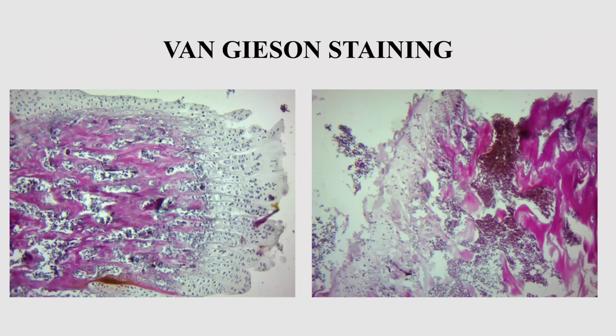Next is a demonstration of histochemical reactions that I prepared by my own hands, from my practice. This is bone after a fracture, and this Van Gieson staining helps us visualize collagen in the place of formation of new bone.